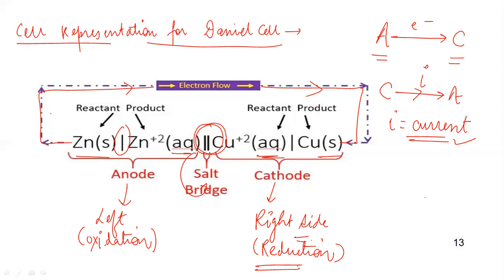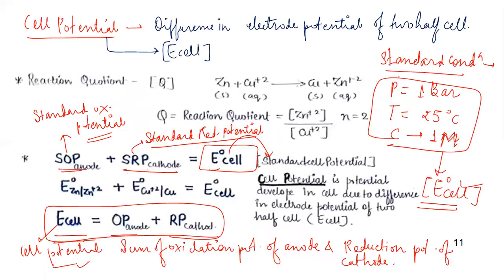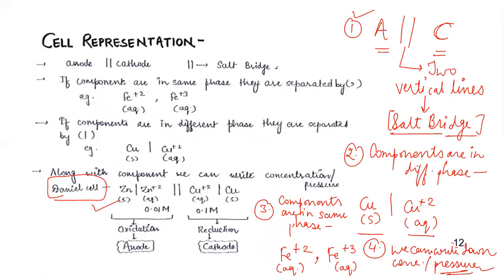Okay, there are many examples for the cell representation. We shall discuss in the numerical section as well. There are many more formulas, many more tricks, okay, about the E cell, E naught cell, SRP and SOP. We shall discuss in the numerical section.